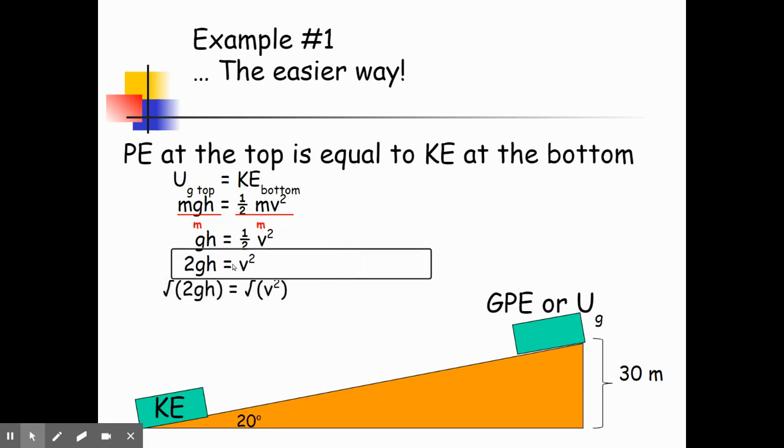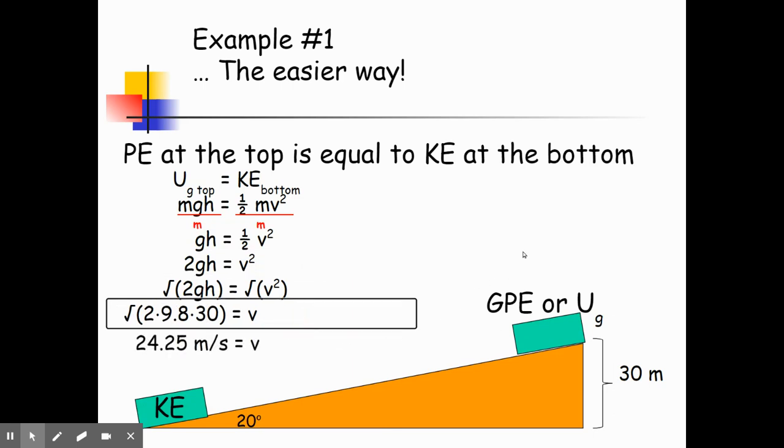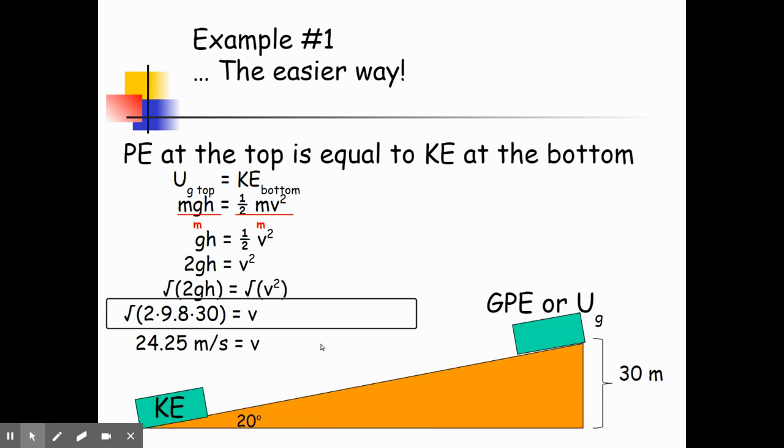And then when I do that, I'm going to be left with v squared on the right-hand side, so I'll square root both sides. And I get, so 2 times 9.8 times 30, and then all of that square rooted, and I get 24.25, which is the exact same answer that I got when I did it the harder way. But this way took me 1 slide, and the other one took me 3 slides to do. So you see how this way is much easier when you're able to use energy.